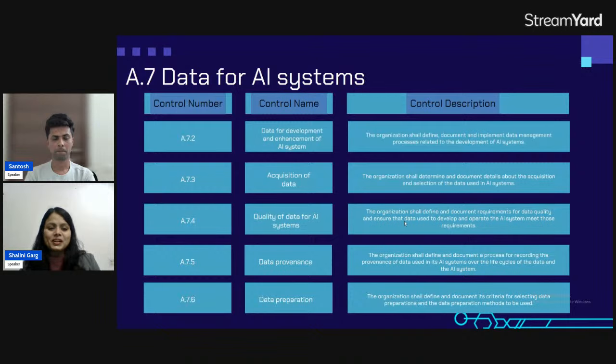But here's the trick. Depending on where the data comes from, what's in it, and how it is used, organizations need to think about whether they should check the story, or the provenance, of the data. It's like making sure you know the history of the data so you can trust it more.